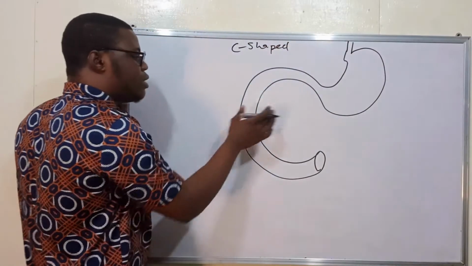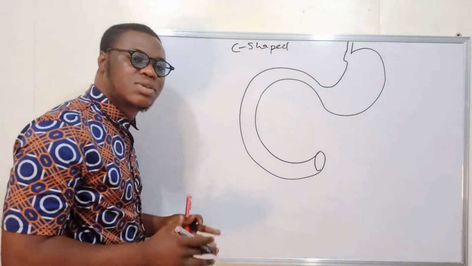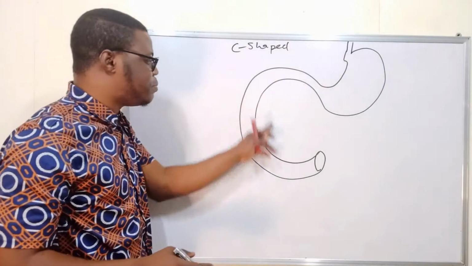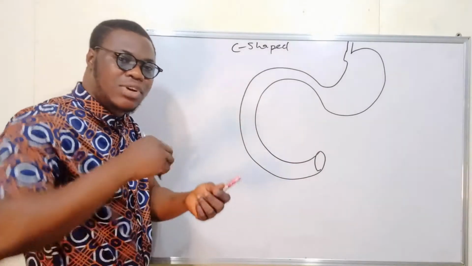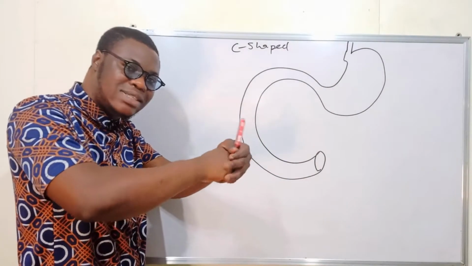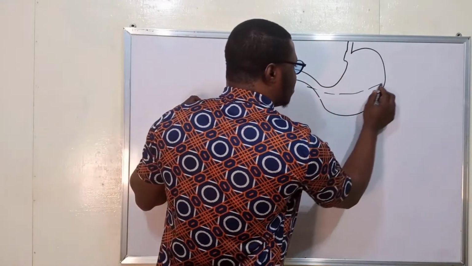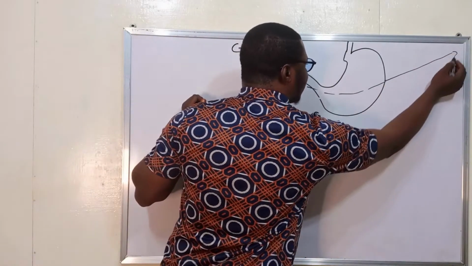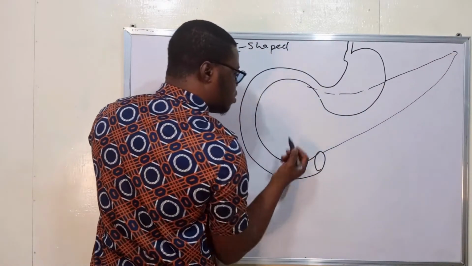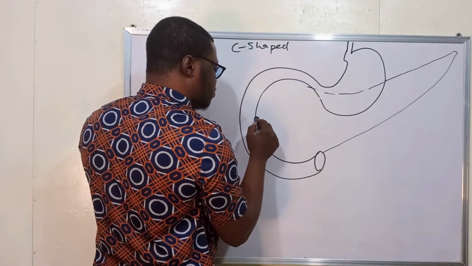And now, this structure, it connects with another organ. So this C-shaped part, it has another organ. The head of an organ is actually found inside that C-shaped structure. And that organ is called the pancreas. So the pancreas.